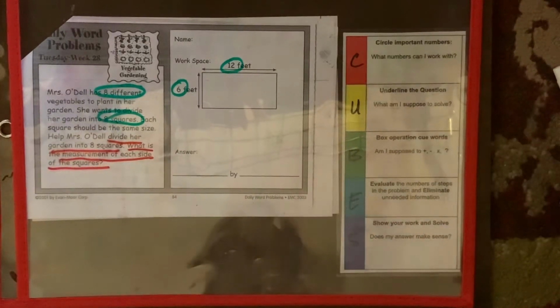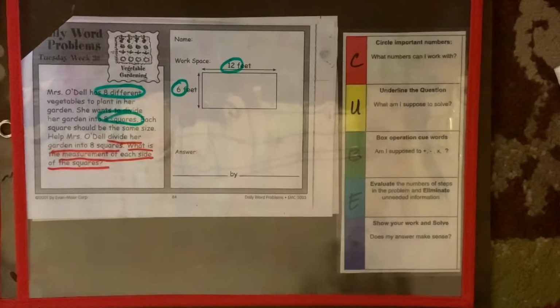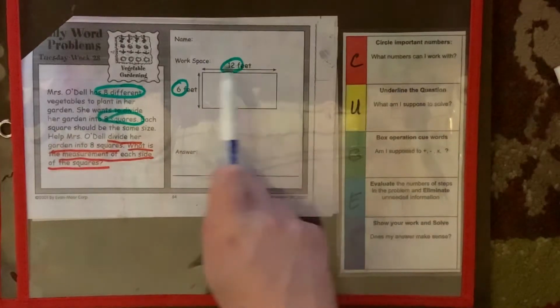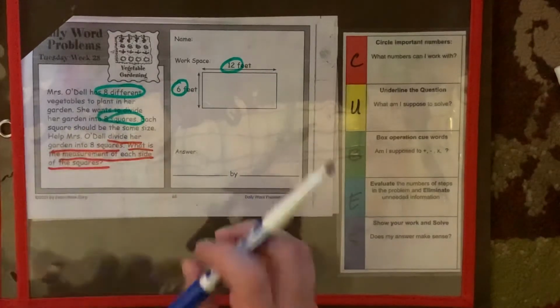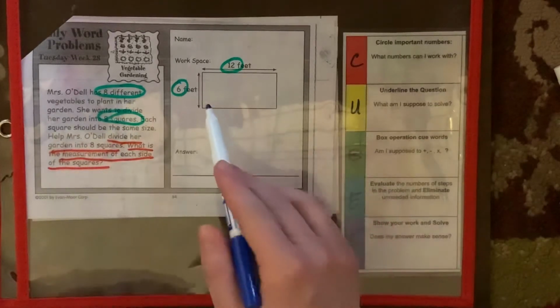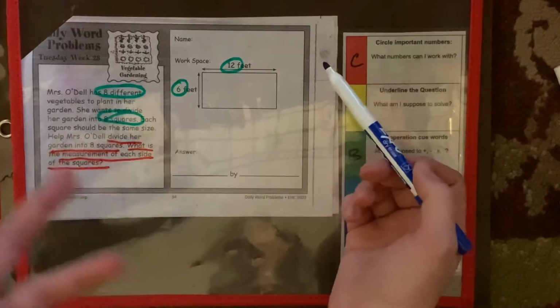So let's do that. If I want to divide this into 8 squares and they all need to be equal, I could do it 2 ways. I could just put 8 boxes here. If I'm gonna do 8 boxes, I know that I only need to draw 7 lines. But I'm gonna try to make them a little bit easier to work with. I know that if I make 4 squares on the top row, I can make 4 squares on the bottom row. That would be 8.